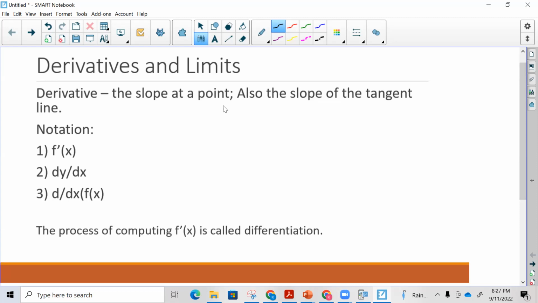So just as a reminder, the derivative is the slope at a point, it's the slope of the tangent line, and these are our notations that we use for the derivative: f prime of x, dy dx, and d dx of f of x. And the process of finding the derivative is called differentiation.